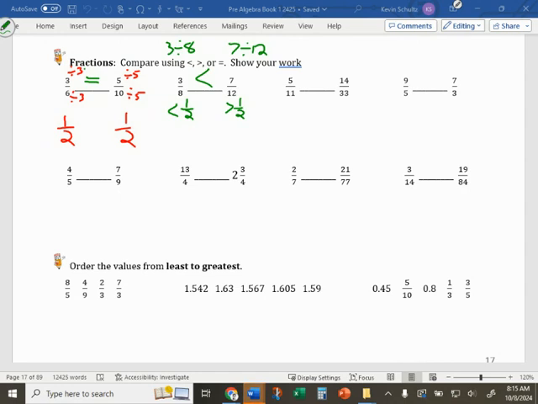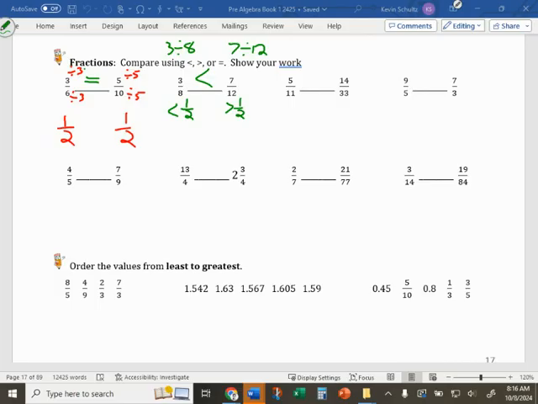5/11ths and 14/33. What method is going to be, I won't say easiest, but what method will be the most efficient here? If we think about a test score, 5 out of 11, 14 out of 33, I can't really quite tell. Can't simplify either of them. What would you do here? Just based on what the numbers are.